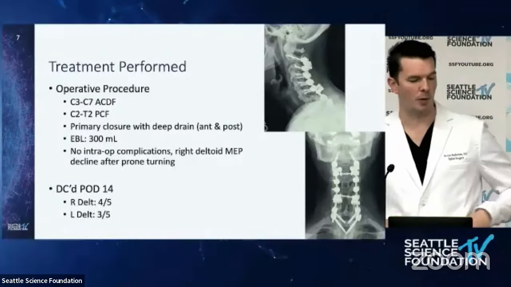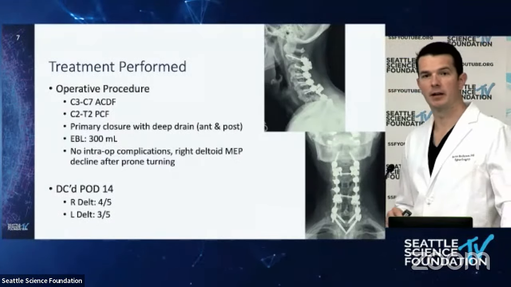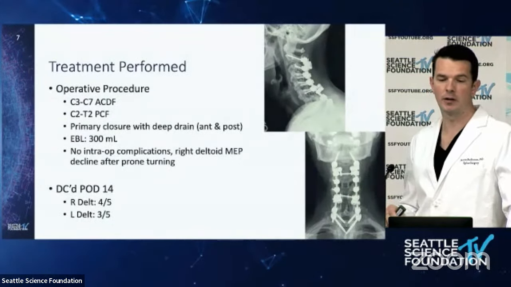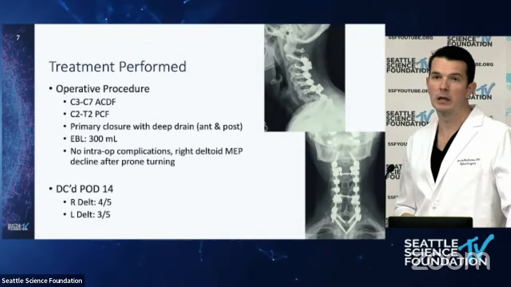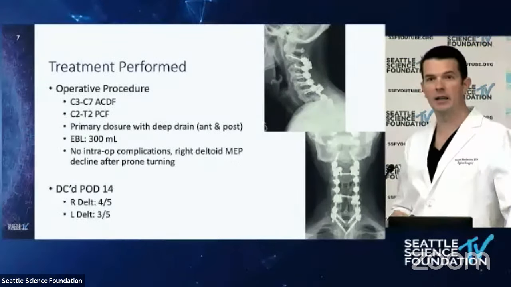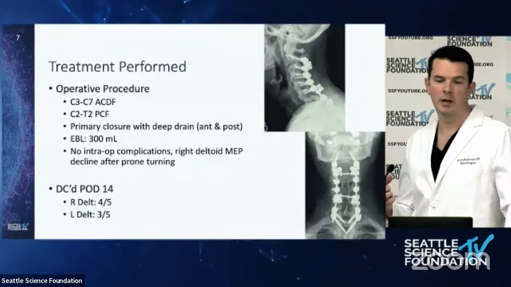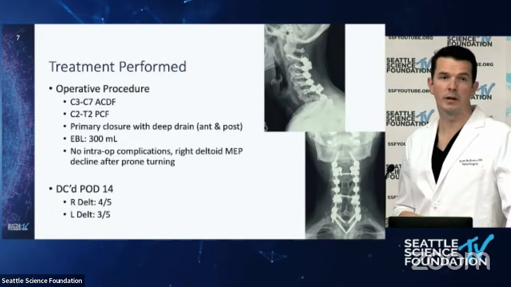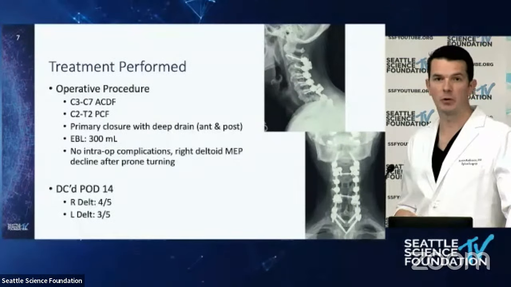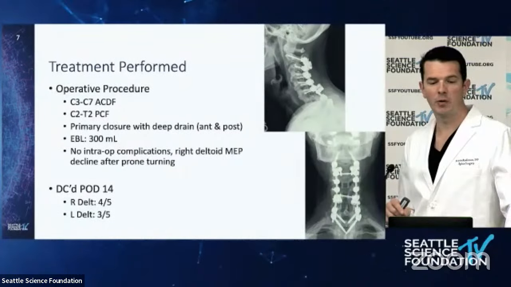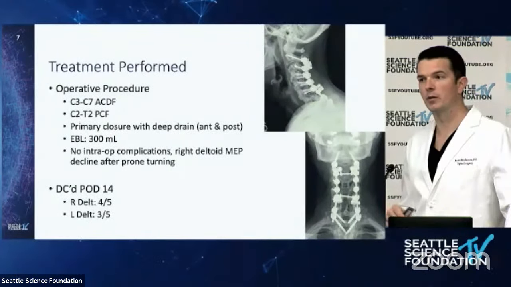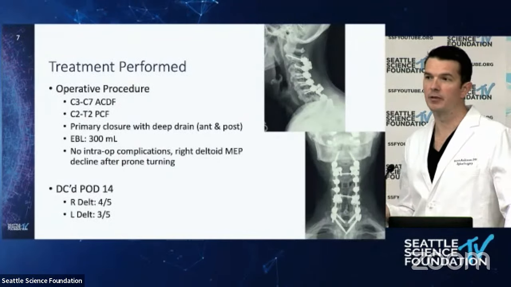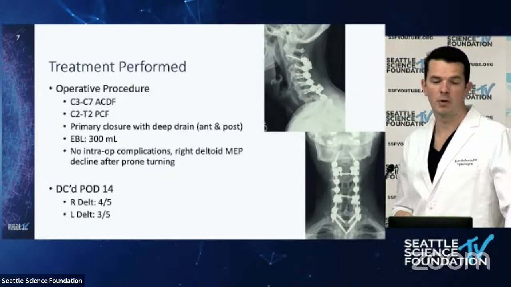With this particular patient, we presented her with all of those options, and she decided to go from the front, from the back, and to try to do it in one go if possible. So that's what we did. We did C3 to C7 ACDF with allograft, a C2 to T2 instrumentation and deformity correction from the back. Case was really uneventful. She got a primary closure, a couple drains, EBL was 300. The only problem during surgery, we did lose motors to her right deltoid, and that was during the flip to prone.